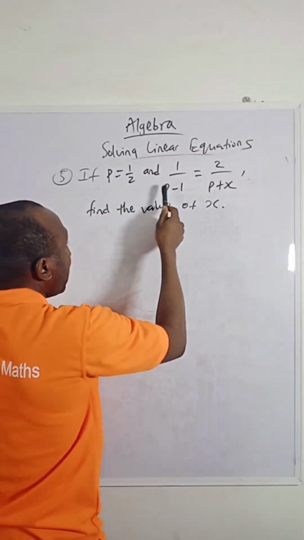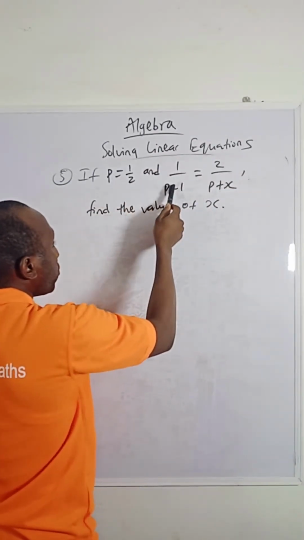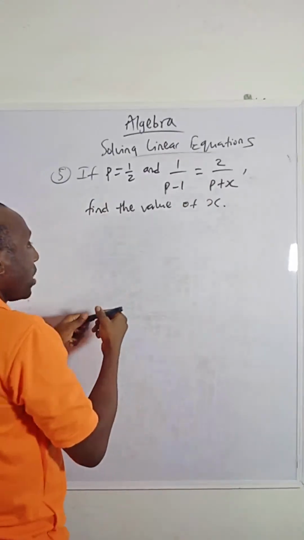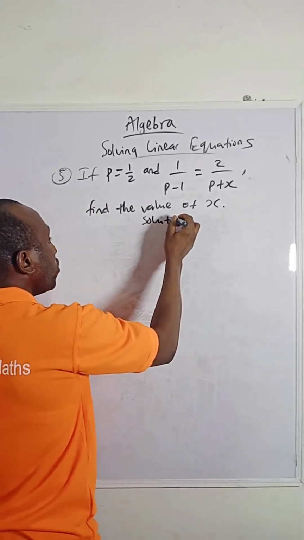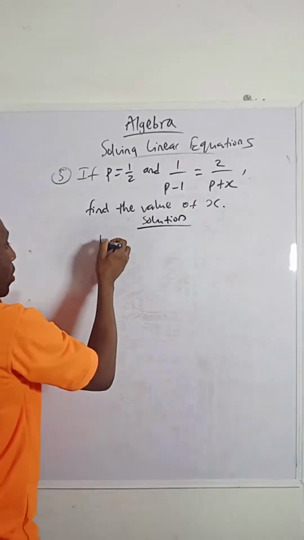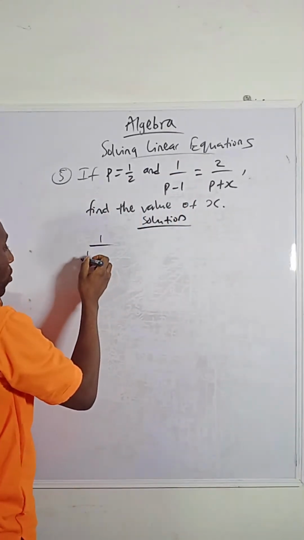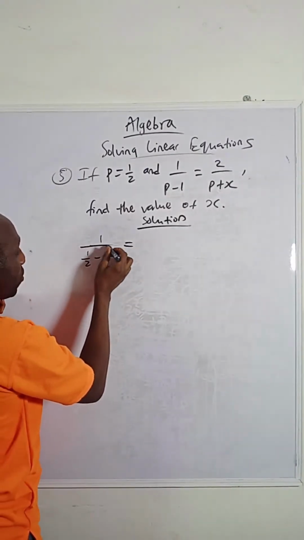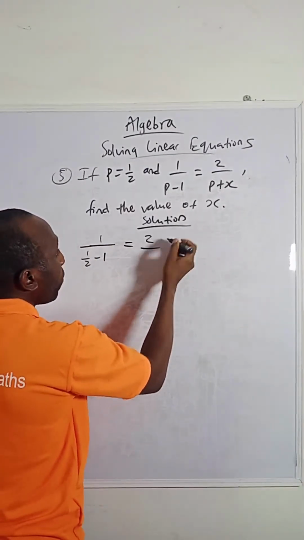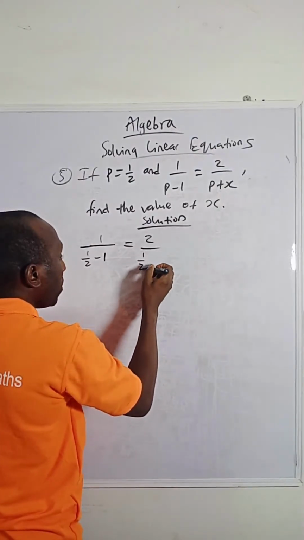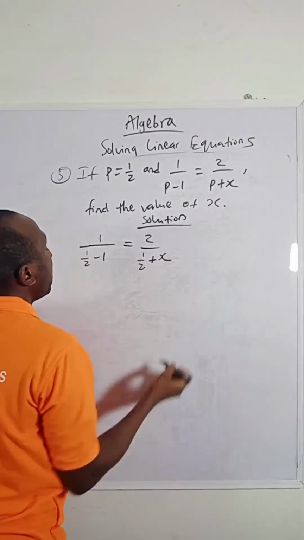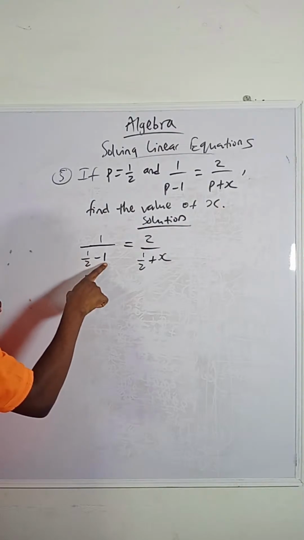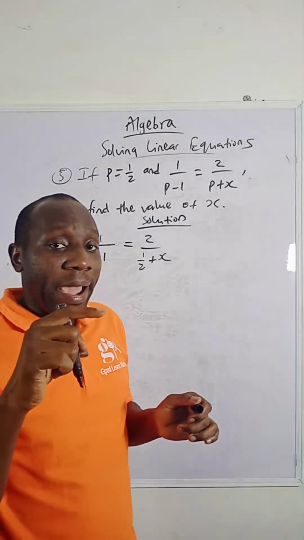We have x here. So let's plug in p as 1 over 2 into this equation and see what that gives us. So we have 1 over p is 1 over 2, so you have 1 over 2 minus 1, right? And this is equal to 2 over p, which is 1 over 2 plus x. What is 1 over 2 minus 1? That's minus 1 over 2.